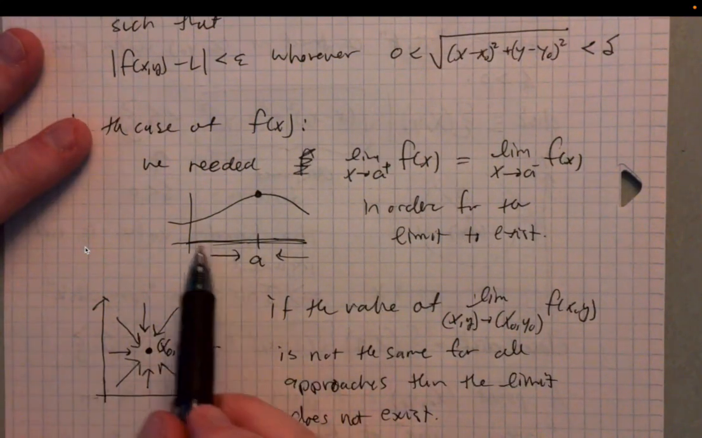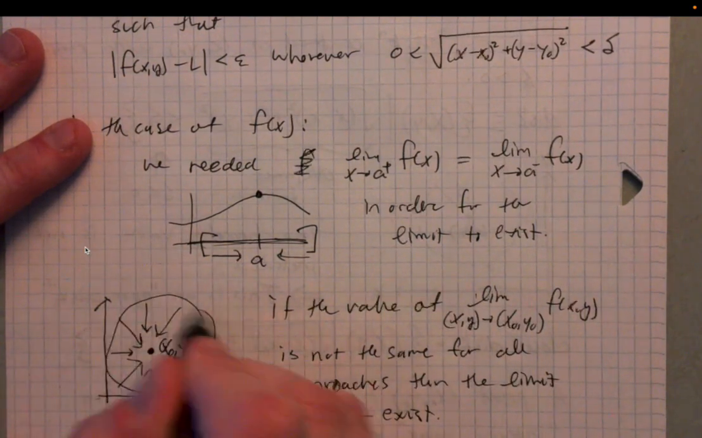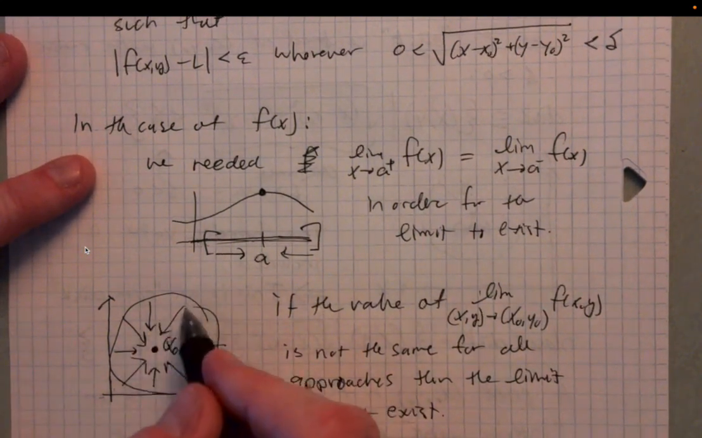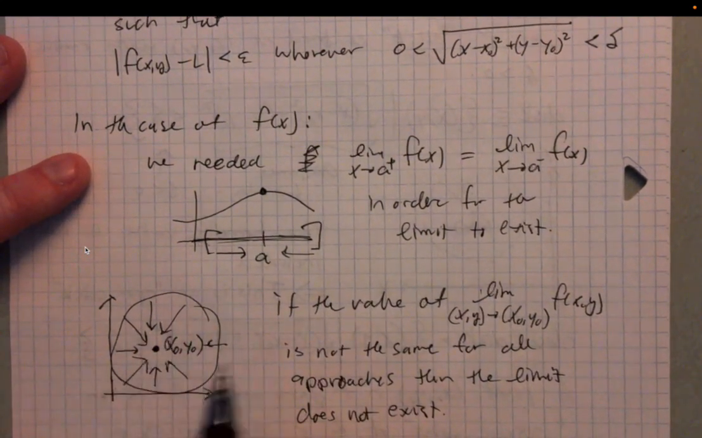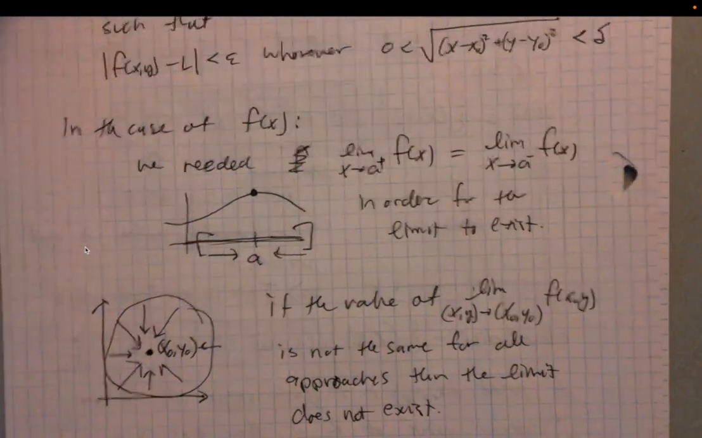So, instead of a line with an interval, now we've got a flat, 2D space with a disk. So we need to be able to approach (x0,y0) from any direction and have the limit of the value of the function be the same on any path in the disk. So that's obviously a more demanding requirement. Well, it's just a more complex way to think about things.